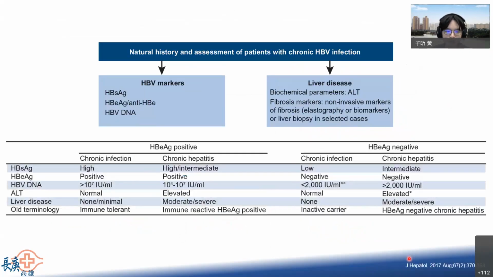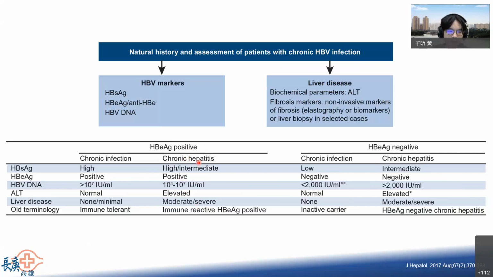This is a newer interpretation of the horizontally transmitted disease. This is from the European guideline, and they give the phases different names to define these phases more easily. So they just divide the patients into HBe antigen positive patients or HBe antigen negative patients. This is the marker for high viral replication, right? HBe antigen indicates if the virus is actively replicating.